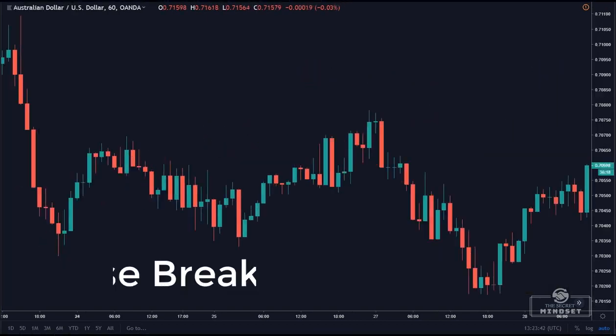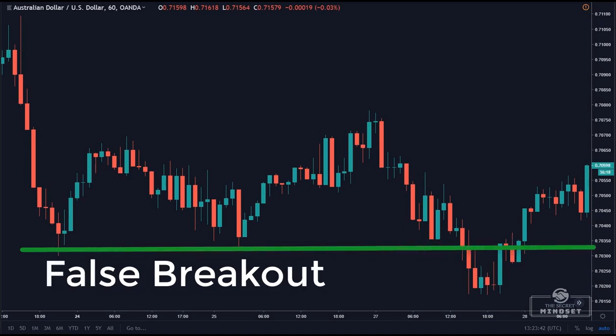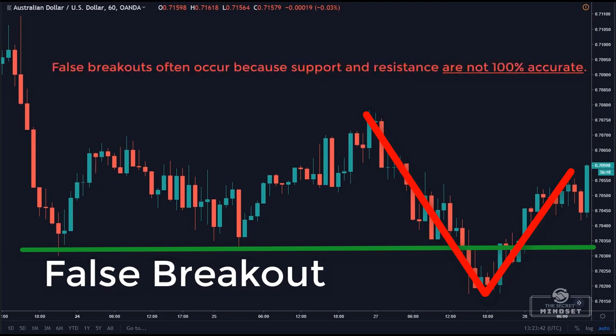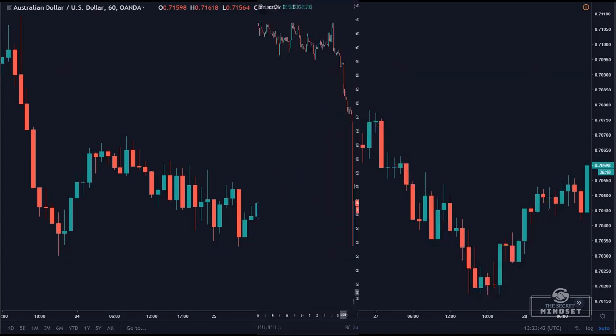A false breakout is when the price moves beyond the previously established price range, but then retreats back to within the range. Since a range is basically a battle between the buyers and the sellers, pushing in opposite directions, these false breakouts often occur because support and resistance are not 100% accurate.